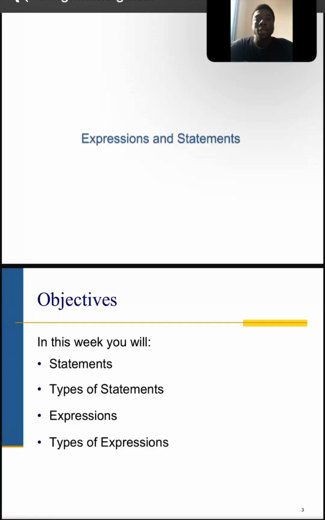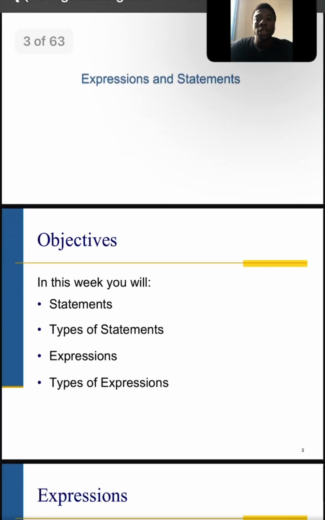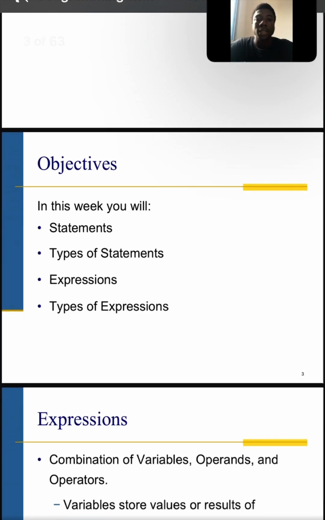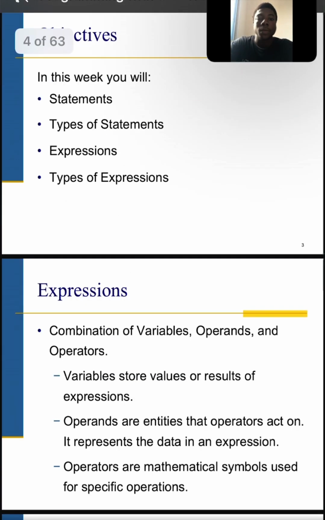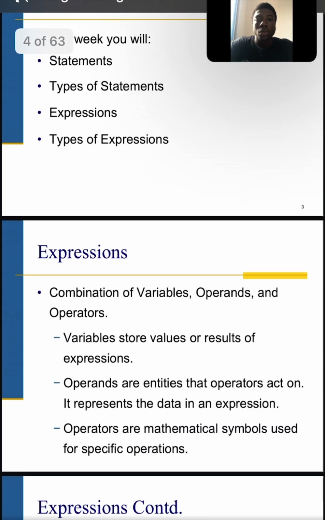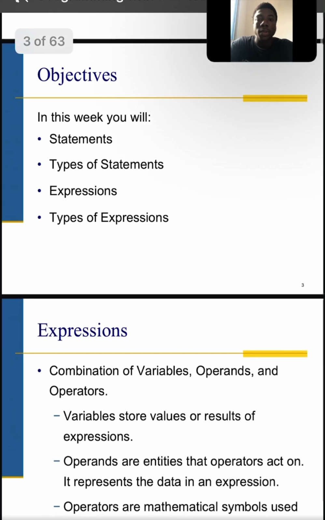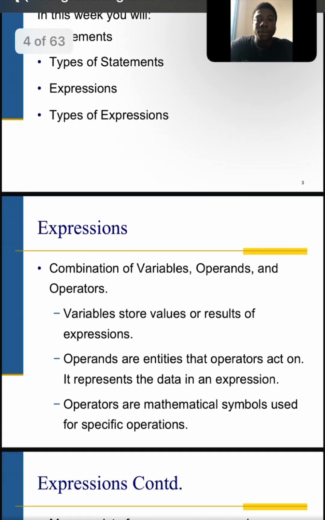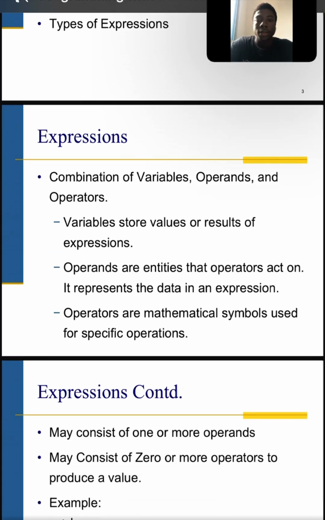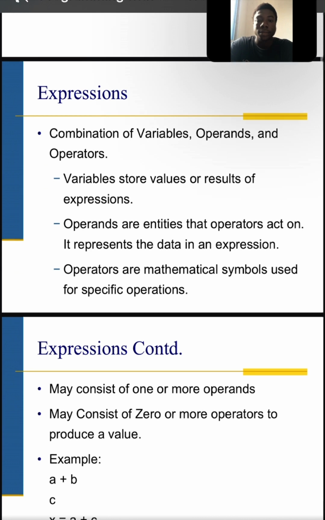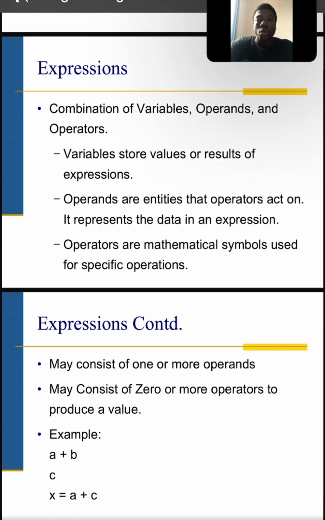What you find at the end when you declare something. Let's say integer x is equal to 25. And next we will go to operands. Operands are entities that an operator acts on. Let's say 2 plus 3. The 2 and 3 are the operands, and the operator is the addition sign, which is the plus. Operators are mathematical symbols used for specific operations.